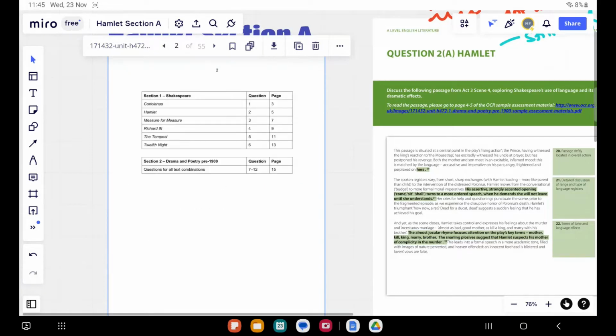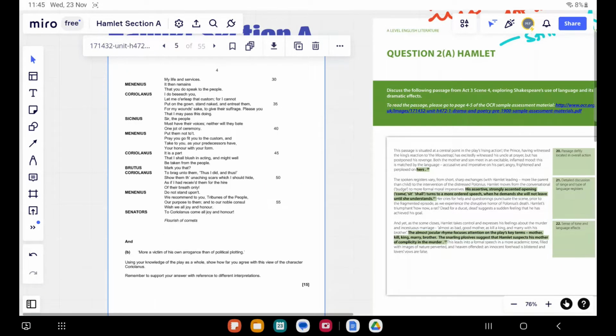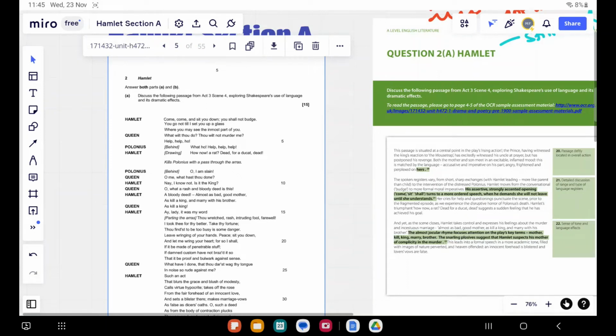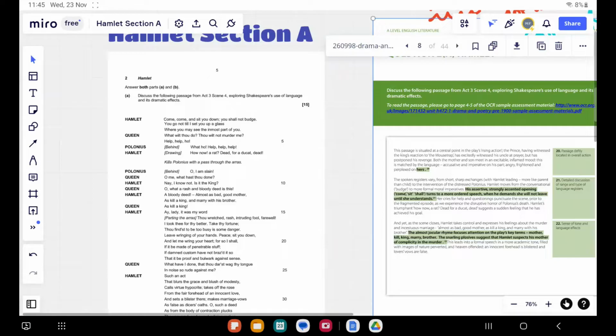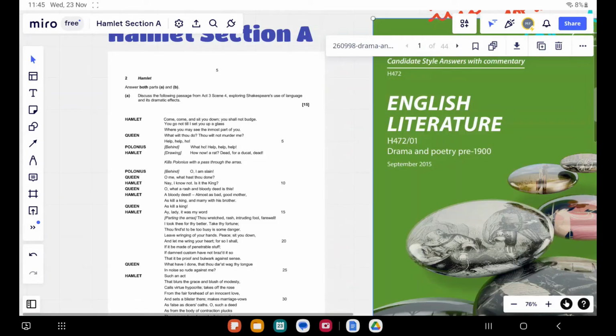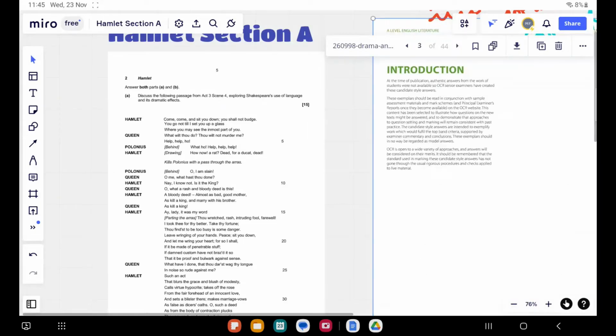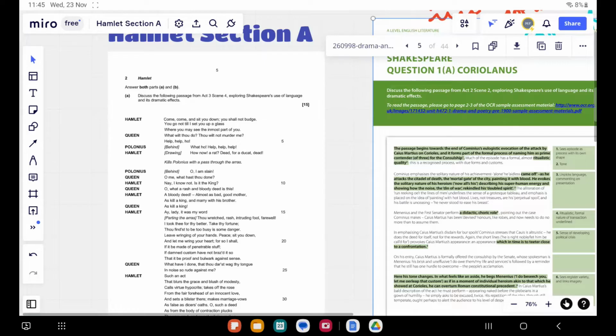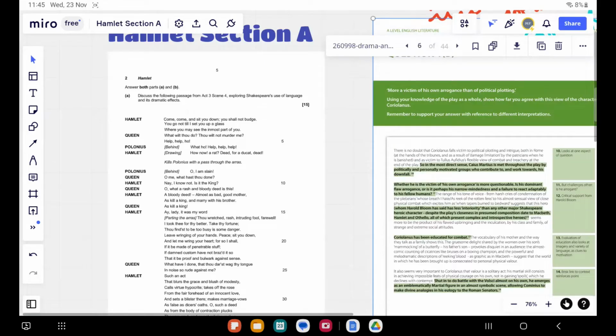So if I flick through there, you will see that there is a sample Hamlet extract, and then you'll go to this one, and I'll just flick back so you can see what it looks like when you download it. You just need to skip through to the answers. You also get a Section B answer as well, so they do it for the other texts.